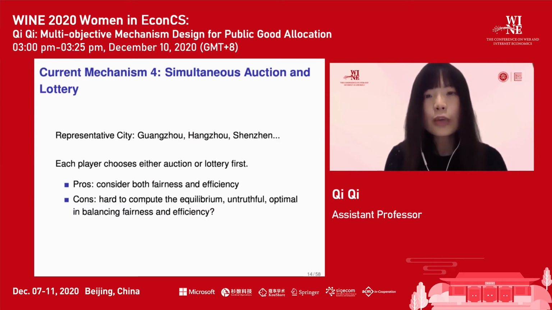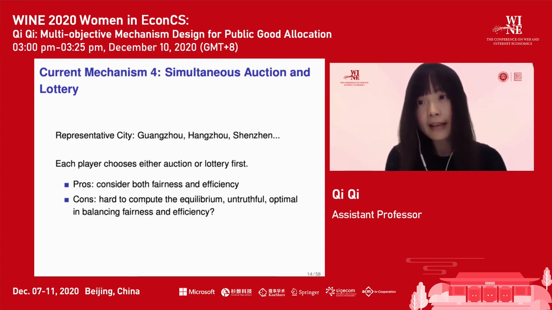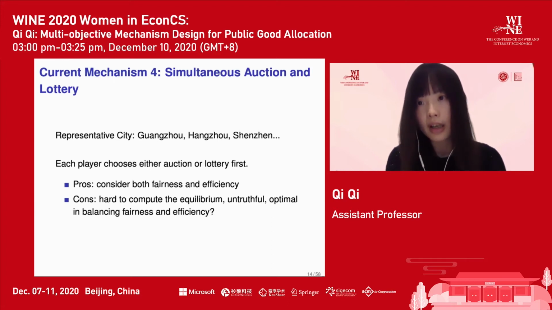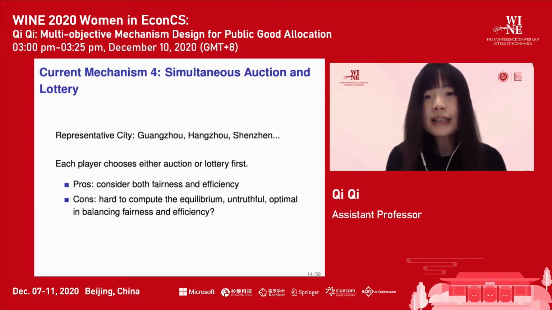Later on, Guangzhou, Hangzhou, and Shenzhen considered combining these two together. So they proposed a simultaneous auction and lottery, such that each player chooses either auction or lottery first. After they make this decision, they can participate either in the auction or in the lottery. So it is considered to be fair and efficient. However, the problem is that it's very difficult for normal people to compute the equilibrium.